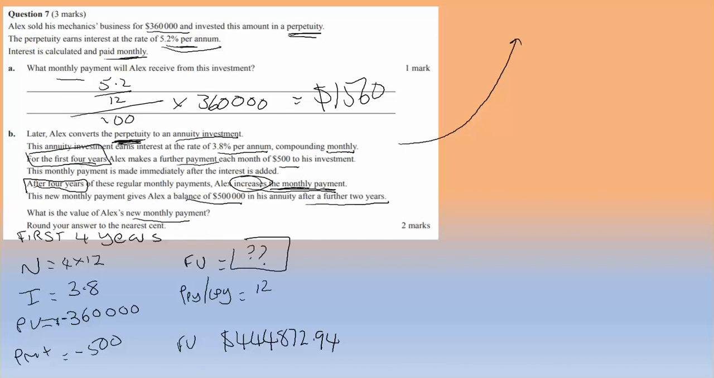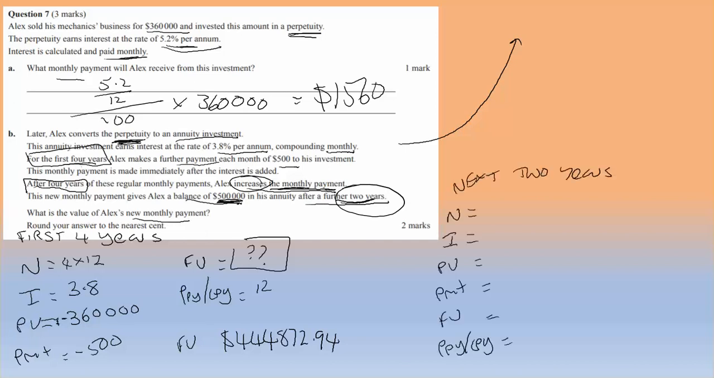Okay, after 4 years, Alex increases the monthly payment. The new monthly payments give him a balance of 500,000 after a further 2 years. Right, let's have a look at what happens in these further 2 years. Okay, so 2 years, so 2 times 12. Interest rate, what is the new interest rate? That's what I want to find out. His PV, this is how much. It was his future value, now it's his present value. Still going to put negative in because that money is still in the bank. It's not in his pocket.